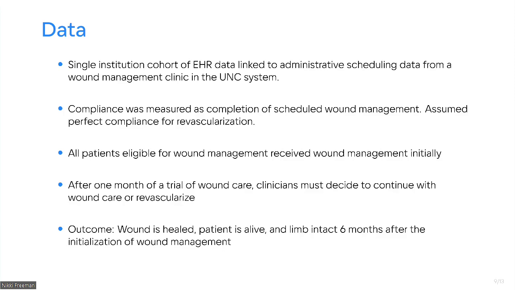So we measured compliance as completion of scheduled wound management visits, and we assumed perfect adherence for revascularization. And the way that this works is UNC is a limb salvage center. So everyone, unless it's an emergent limb, receives wound management initially. And then after a while, people see, maybe this isn't really working, maybe we should start thinking about a revascularization. So after a month of a trial of wound care, the clinicians decide whether to continue with wound care or revascularize. And our outcome of interest is: is the wound healed, is the patient alive, and is the limb intact 6 months after the initialization of wound management?